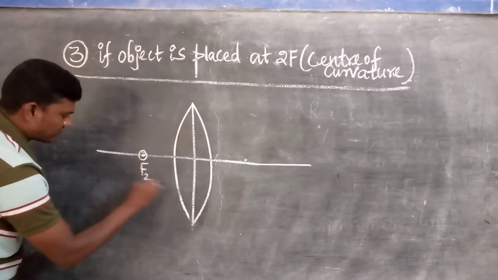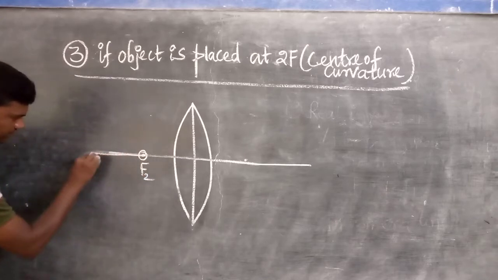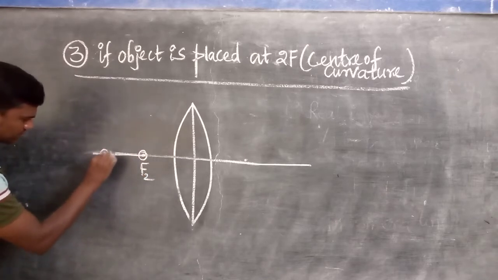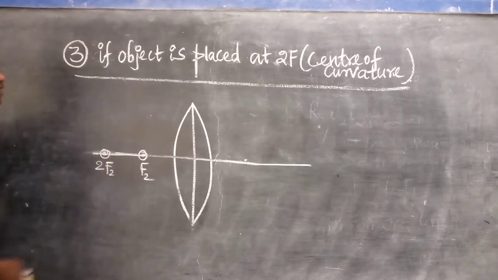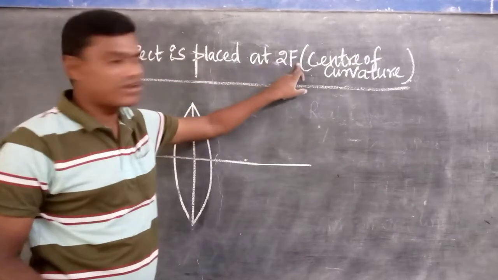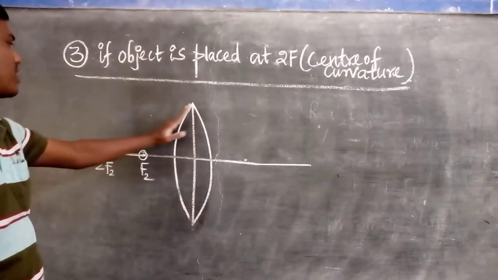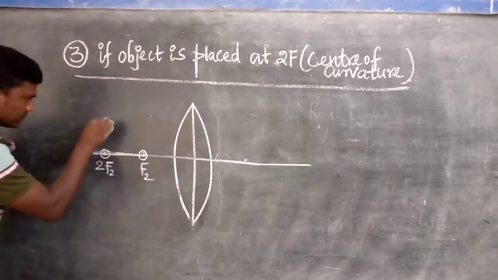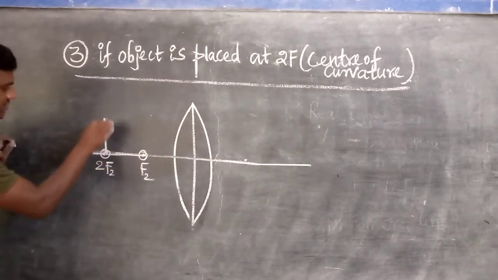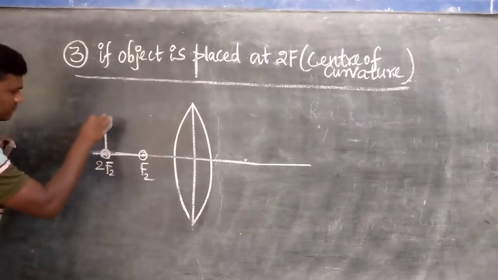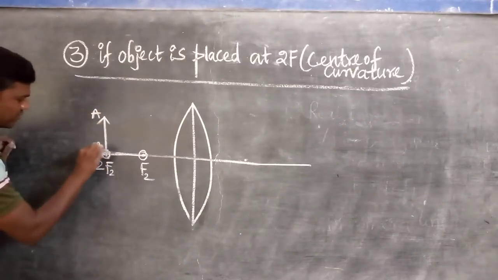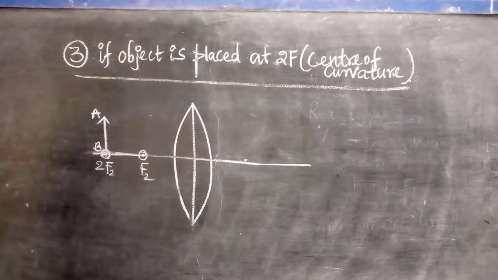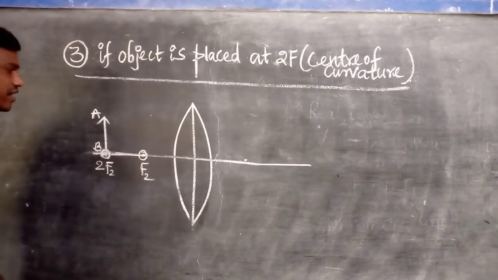it is the f2. Here, 2f2. So if an object is placed at 2f, either this side or this side, but mostly I am using this side. That is simple, I write 2f, which is nothing but the center of curvature. Exactly on the principal axis, AB is the position of the object. Where is the object placed? On the principal axis at 2f, meaning exactly at the center of curvature.